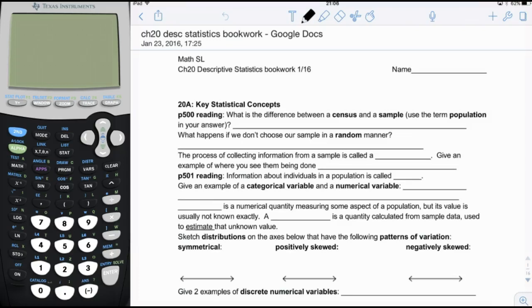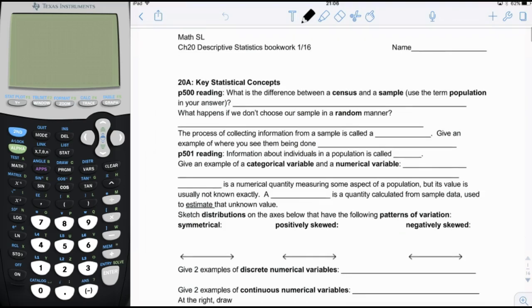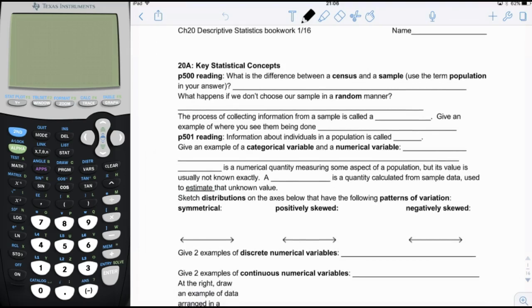Chapter 20, Descriptive Statistics, page 1 and 2. We're going to go through some terms about statistics which you may know or you may have heard. Maybe you don't know exactly what the differences are between these, so bear with me while we go through these definitions from the book. What is the difference between a census and a sample?